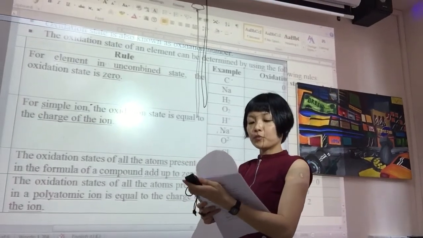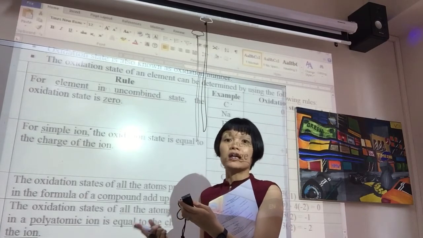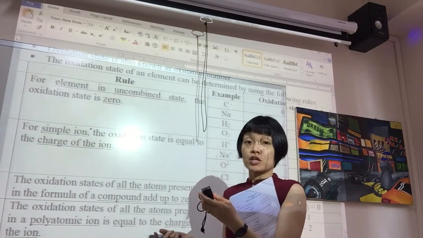Okay, hi 3-1. We're going to move on to the next part. Now we're going to look at the fourth method to tell whether or not a substance is being oxidized or reduced, and if a redox reaction has occurred.